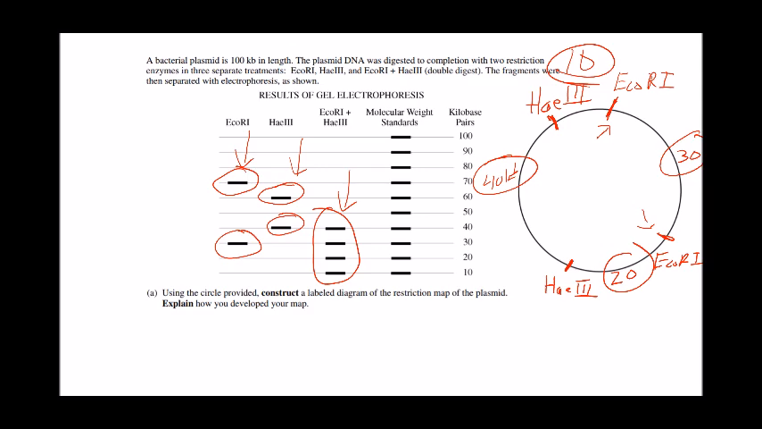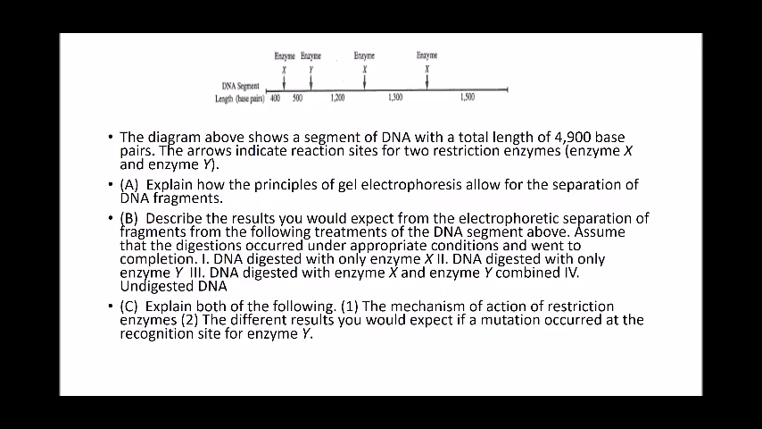So let's do one more example. So here we've got, this time it's not a plasmid, this time it's just a long stretch of DNA, 4,900 base pairs. The arrows indicate the restriction sites for 2 enzymes, enzyme X and enzyme Y. A, explain how the principles of gel electrophoresis allow for the separation of DNA fragments.